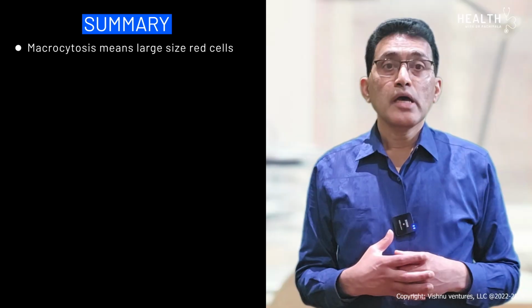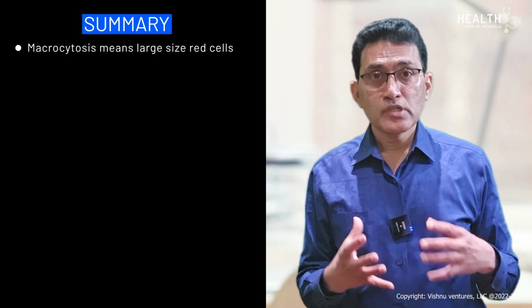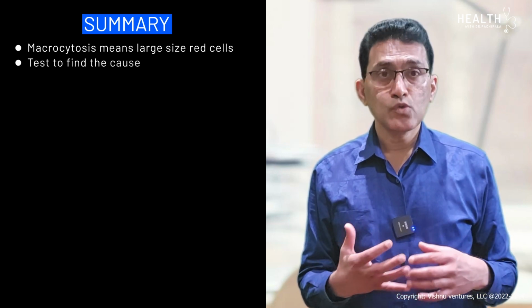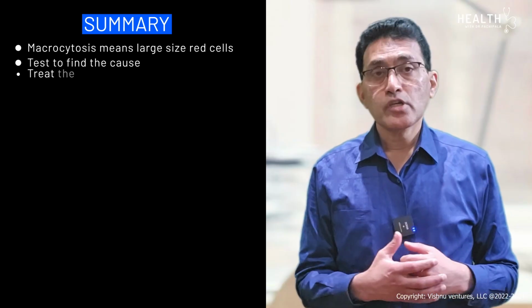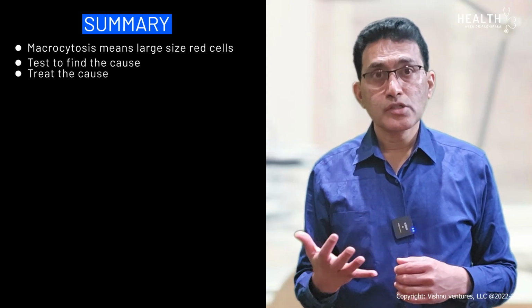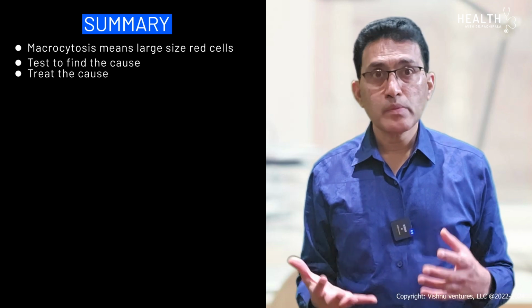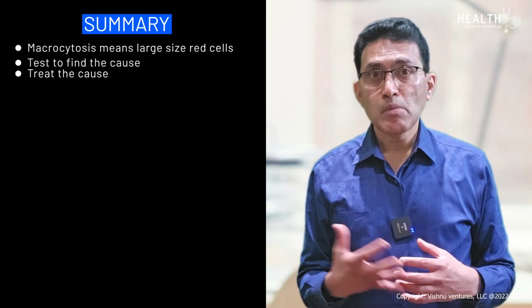So in summary, macrocytosis means large size cells, and in the blood count, the MCV will be high. When that happens, we know there are certain things happening. Then we do the testing to find out what's causing the large size cells, and we treat it according to the etiology. And then we correct any vitamin deficiencies that may come up in the testing.